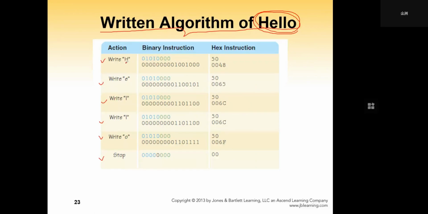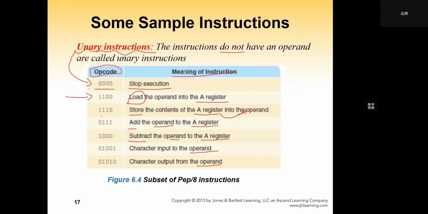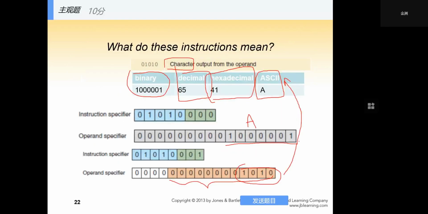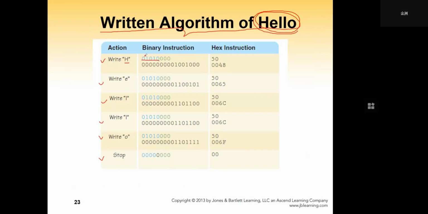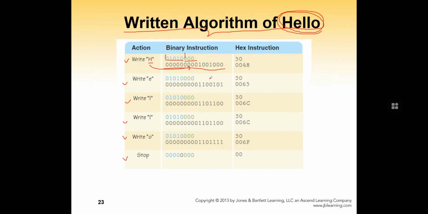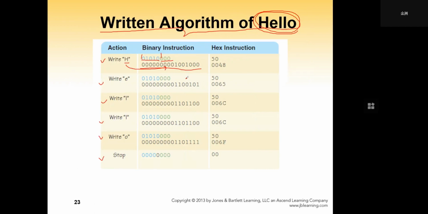For the first one, write some character. So we choose this 0s1010, which is this one, right? It outputs the operand as the character. And we use immediate addressing mode, and then we write the H's ASCII number here. Okay, so H's ASCII number.